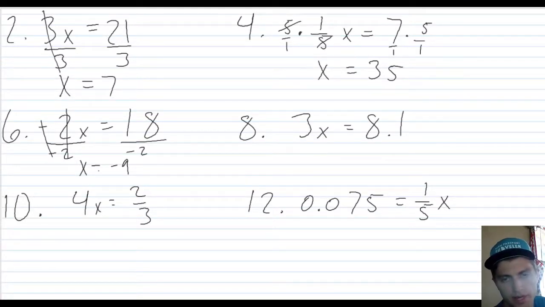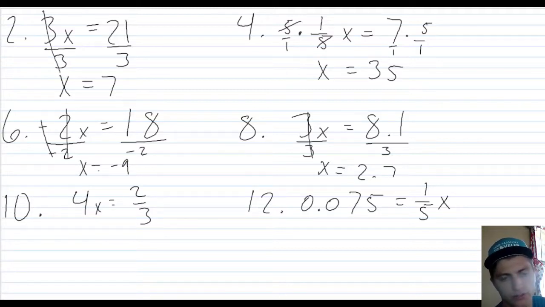3 times x equals 8.1. How do we undo multiplication by 3? We divide by 3, cancel. What we do to one side, we've got to do to the other. 3 goes into 8 twice with a remainder of 2. 3 goes into 21 seven times, plus that decimal gives us 2.7, but you can check my work.